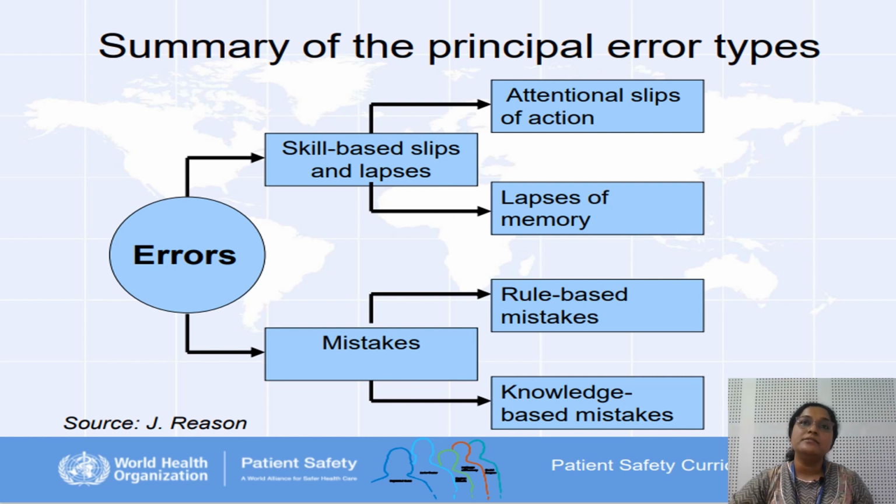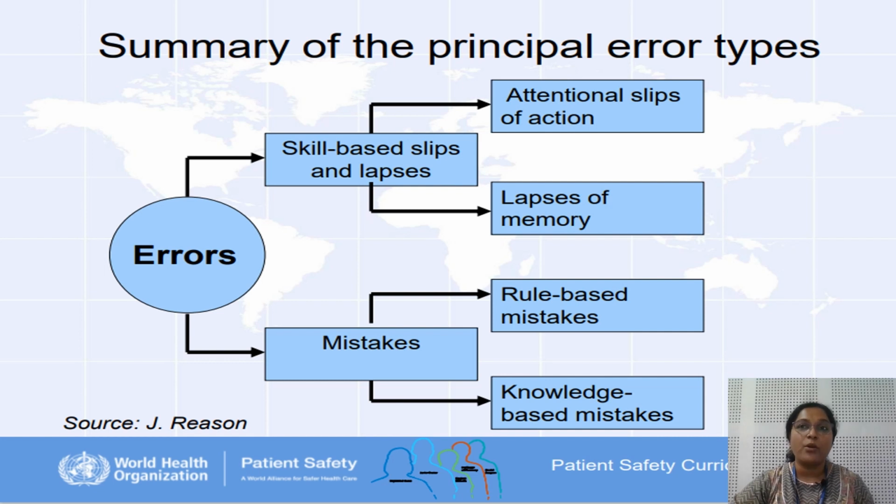Now, errors can broadly be classified as skill-based errors or mistakes. Skill-based errors are when actions we take don't go as intended. These may further be slips of action. For example, during a Ryle's tube insertion, the tube goes into a bronchus and the nurse initiates feeding. The other skill-based error is lapse of memory. During a Copper T insertion, the intern forgets an important step, and this results in harm to the patient.